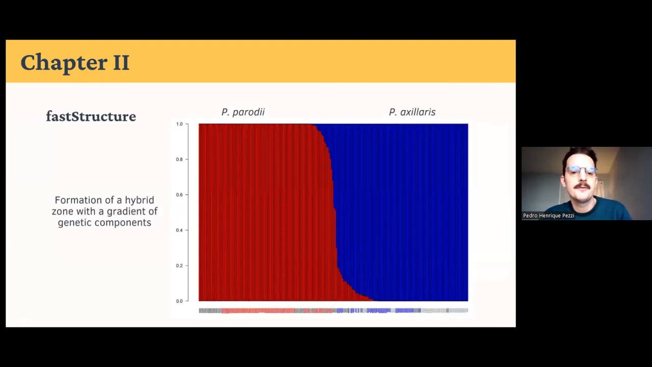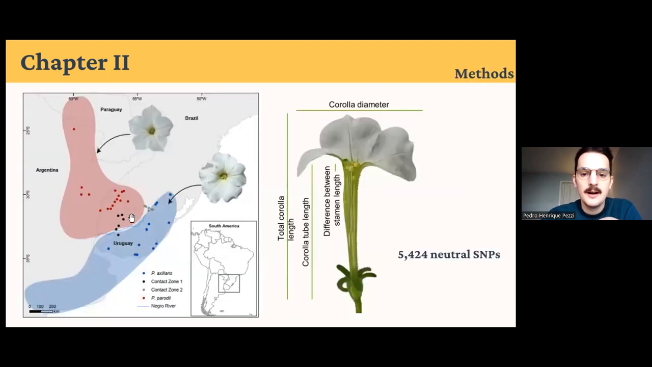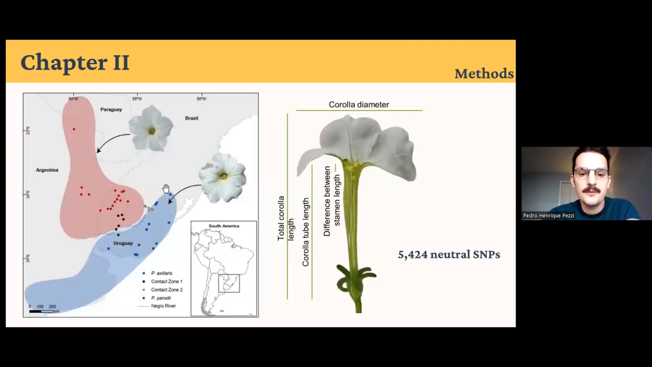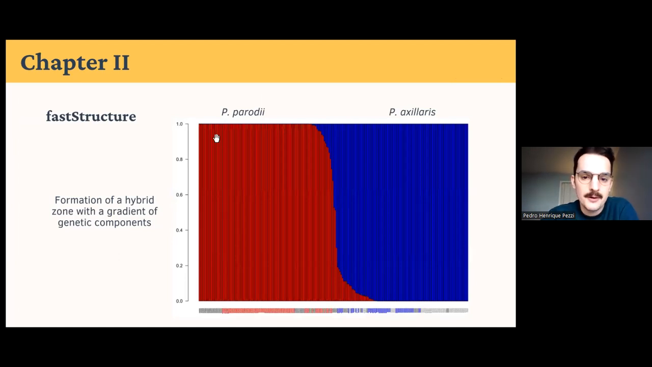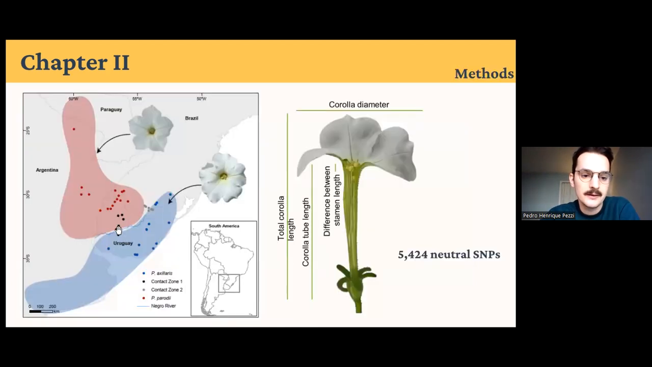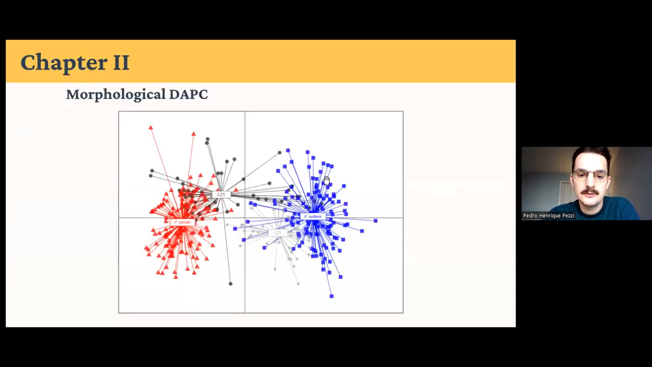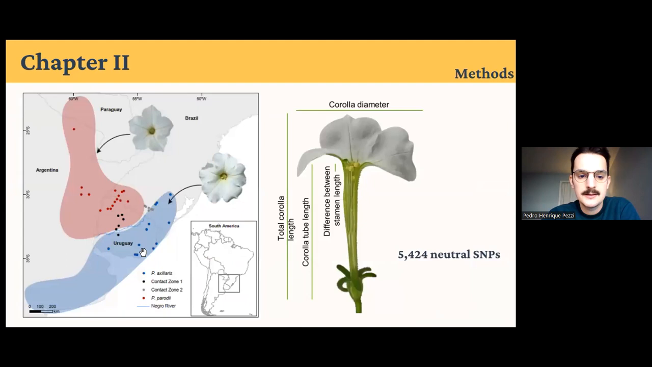Here in the structure analysis, we focused on K equals two because we are interested in hybridization. We can see that for Petunia parodii, the red one here, most of the individuals from this region fall within the Petunia parodii cluster. But we can also see some individuals from contact zone one, in the north part of the Negro River in Uruguay. And in Petunia axillaris, you can see a very similar pattern of individuals in this region.